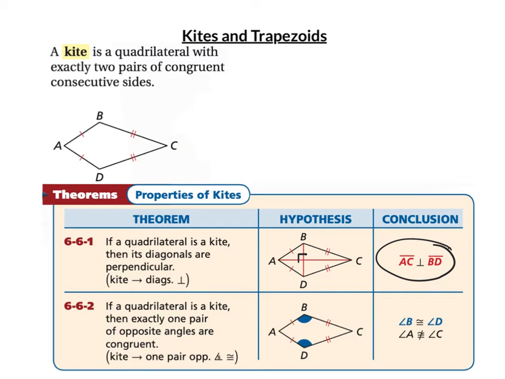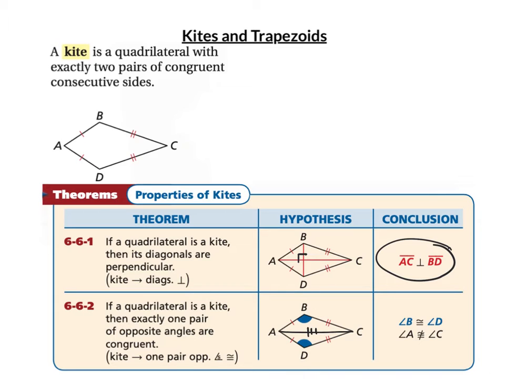Also, if a quadrilateral is a kite, then it has exactly one pair of opposite angles congruent. In the picture, angle B is congruent to angle D. And this is actually very easy to show. If we draw in diagonal AC, notice that AC is in both of those triangles. Those two triangles are congruent by side, side, side. Therefore, angle B and angle D are corresponding parts of congruent triangles, CPCT. We can see that those two angles are congruent.